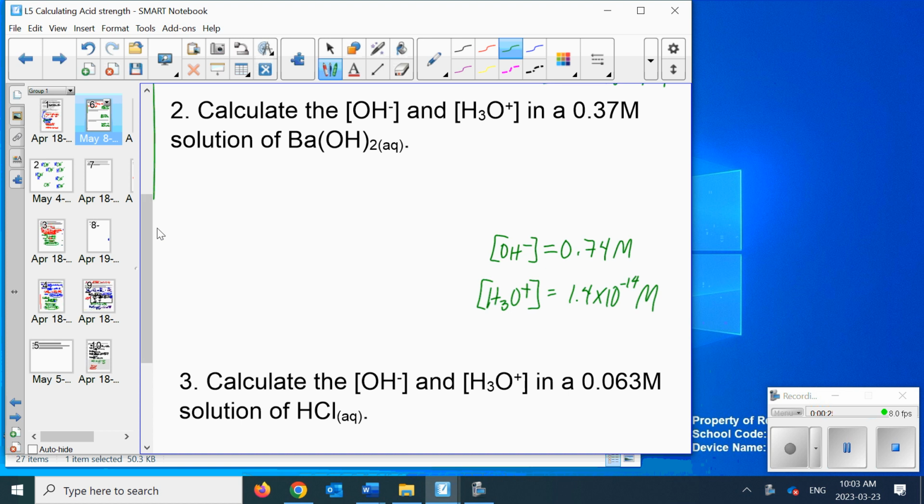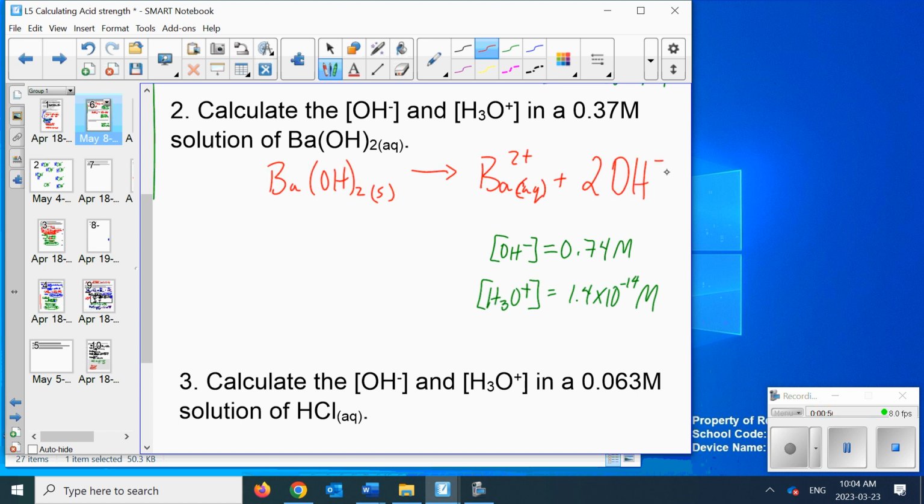Okay, so the barium hydroxide. Treat the hydroxide as an aqueous phase. Just break it up, don't worry about water. Barium hydroxide starts as a solid and breaks up into these two ions. Look this up on an ion chart if you want to know. This is a 1:2 ratio from barium hydroxide to hydroxide.